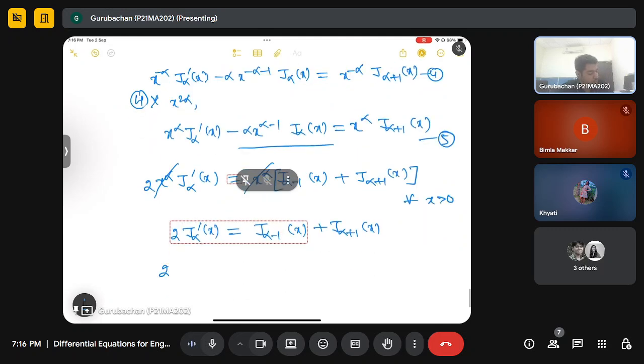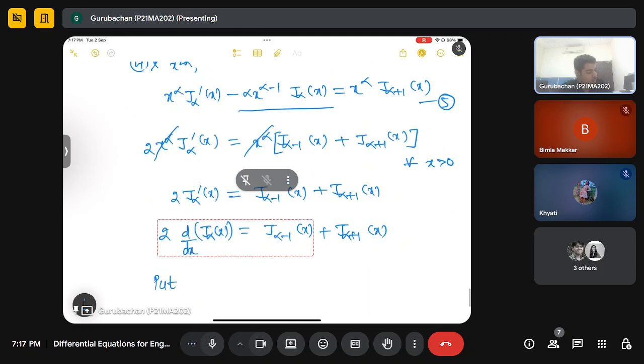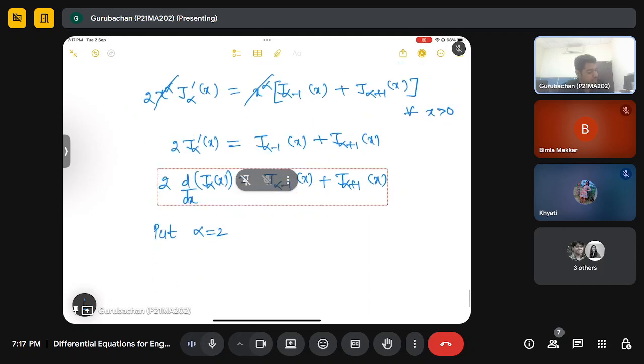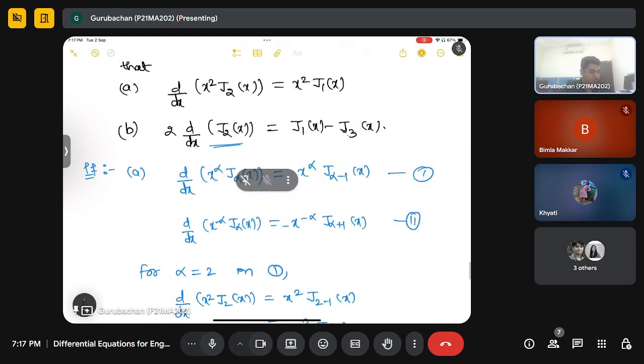So from here, if you rewrite it, d by dx of J alpha x is equal to J alpha minus 1 x plus J alpha plus 1 x, divided by 2. Now you got your formula. So put alpha equal to 2, then you will get 2 times d by dx of J2 x is J1 x plus J3 x. Now you can verify what you want. You want this one.